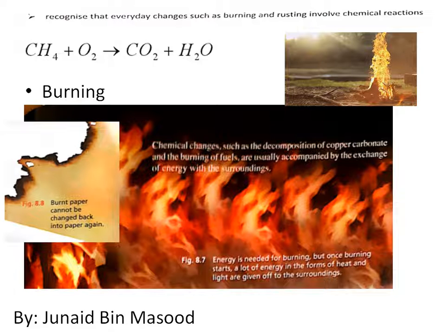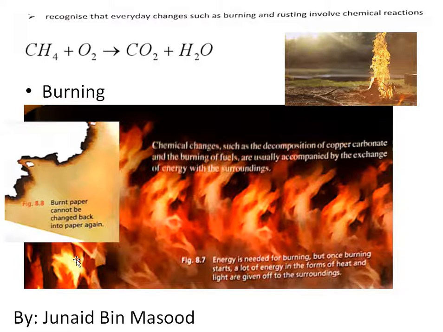Moving ahead. The first objective of today was to recognize that everyday changes such as the burning and rusting involve chemical reactions. Now, if you notice on your book page, figure 8.7 and figure 8.8, there is a burnt paper which cannot be changed back into paper again. So this is basically a chemical change. Remember, we have studied that chemical changes are permanent.